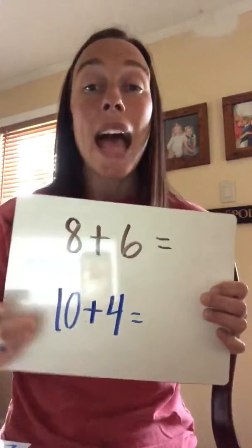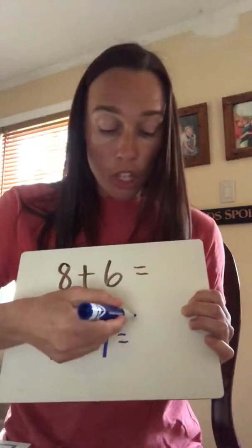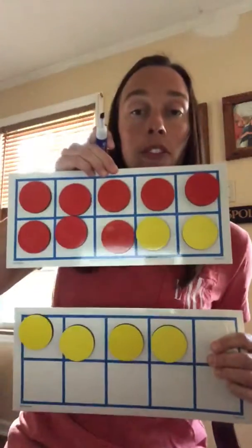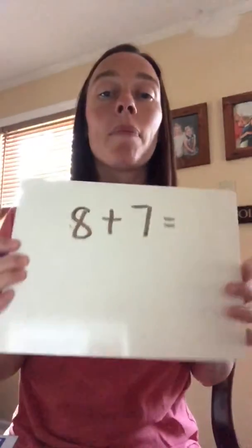So I can add 10 plus 4 much quicker than 8 plus 6. So I know that 10 plus 4 is 14. And I can show it on my 10 frames just like this. Now we're going to do another one. The next one with our 10 frame is going to look like this.